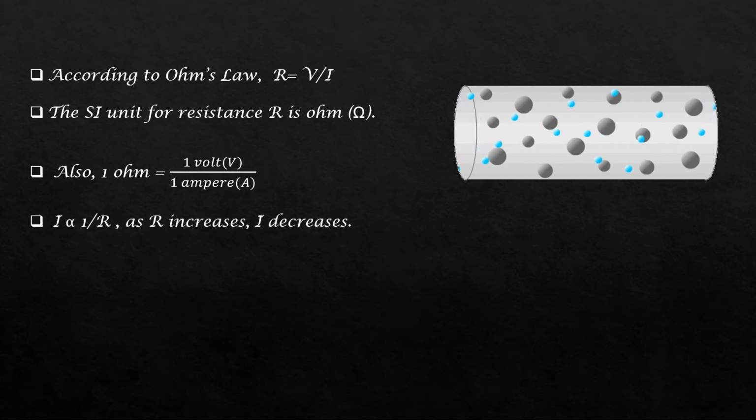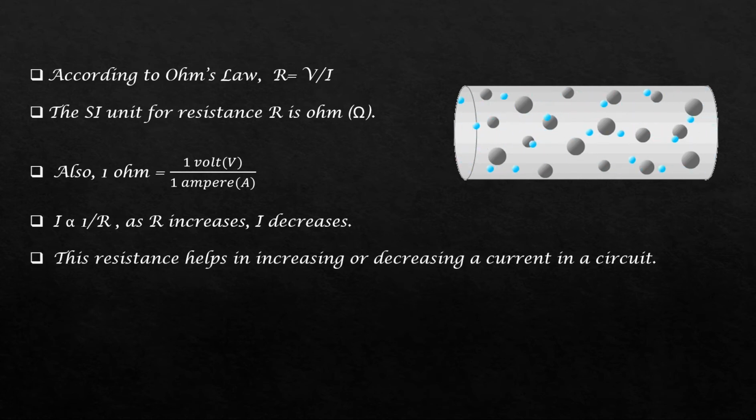Next, let us go. According to Ohm's law we know that I is proportional to 1 by R. So current is inversely proportional to the resistance, which says that as R increases, I will decrease, or if R decreases, current will increase. So using this resistance I can modify my current. If I need to increase or decrease my current in a circuit, I can modify it using the resistance.